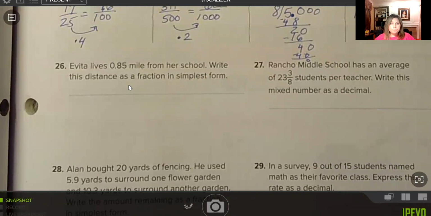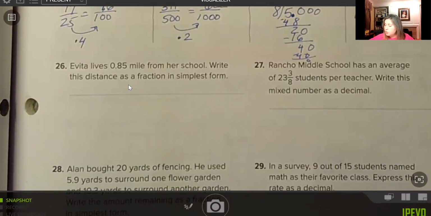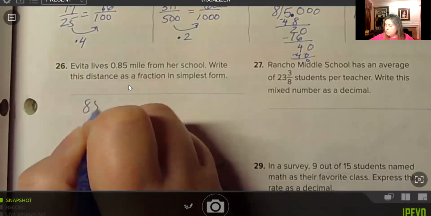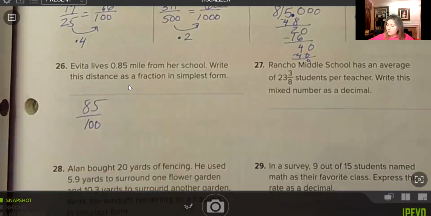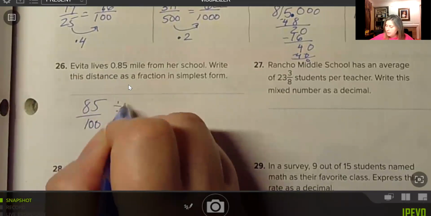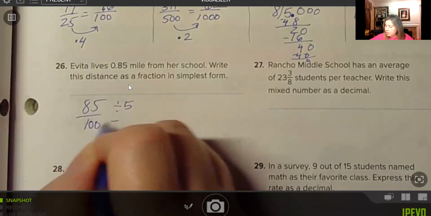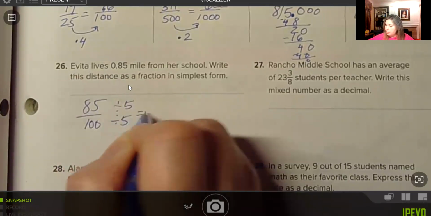Number 26. Evita lives 85 hundredths of a mile from her school. Write this distance as a fraction in simplest form. So 85 hundredths, we can see that 85 and 100 are both divisible by 5.